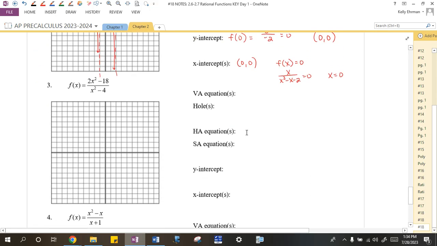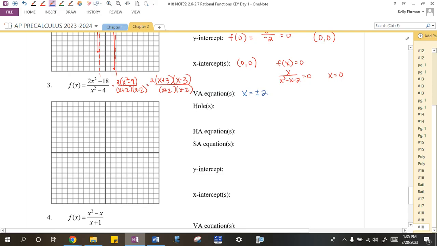Just 2 more examples. So our next graph, can we simplify this at all? It looks like we have some factoring to do. If I take out a 2, I get x squared minus 9. And x squared minus 4 is a difference of squares, and x squared minus 9 is a difference of squares. Now this looks like it's going to be a lot because nothing canceled. But let's just see what happens. So vertical asymptote equations, x equals plus or minus 2.